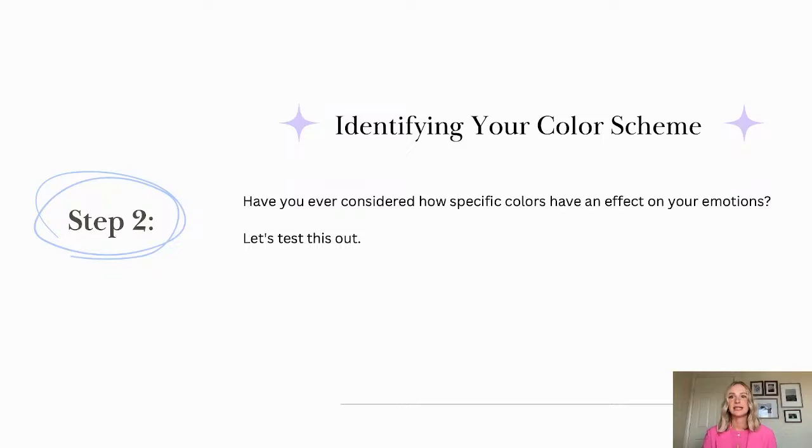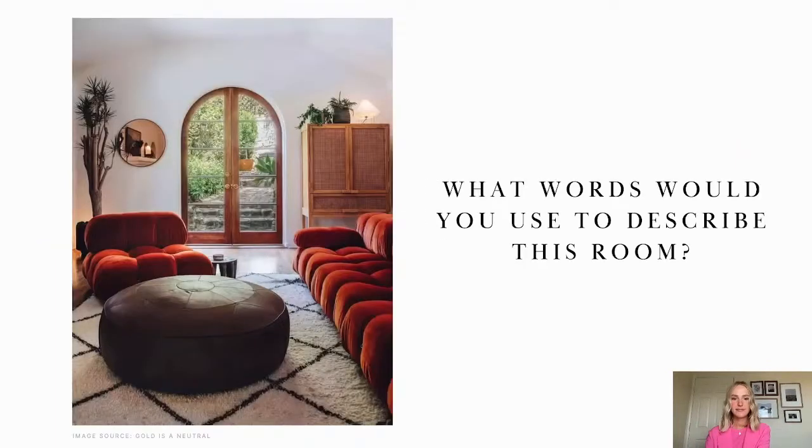Step number 2 is identifying your color scheme. So think about this. Have you ever considered how specific colors have an effect on your emotions? Okay. What do you think of when you see the color yellow or maybe the color red? Psychologists have studied the emotional reaction in our brains when we see different colors, and color plays a huge role in the spaces that we create. So let's go ahead and test this out. Go ahead and enter in the chat here, what words would you use to describe this room?